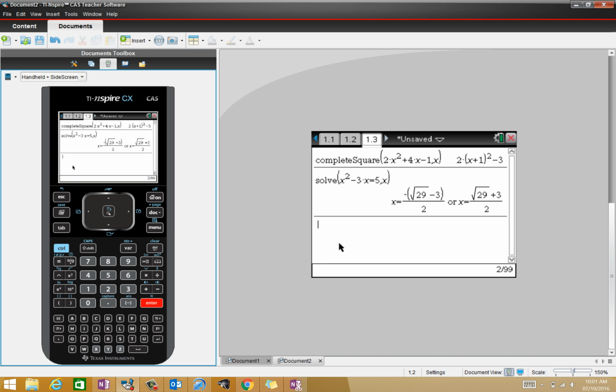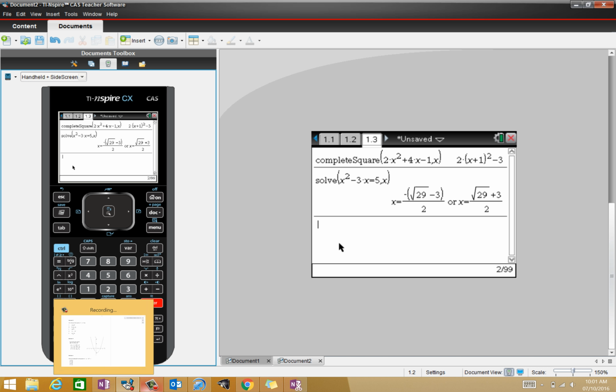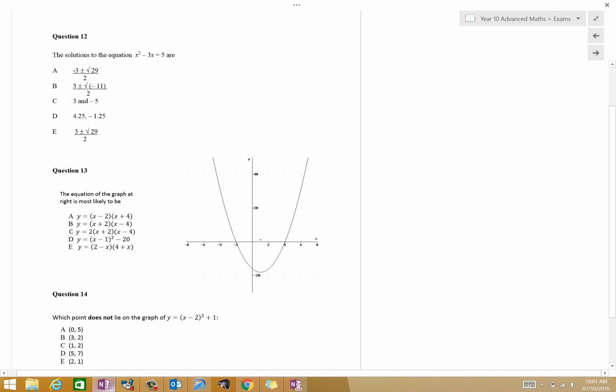Now just be careful, because the calculator can give you some funny sort of answers. But if this negative carries across, that's going to be positive 3, negative root 29 over 2. It might not be the answer in the same format, so you need to at least think it through. So therefore the answer is 3 minus root 29 on 2 and 3 plus root 29 on 2. So it's not going to be A, it's going to be E.